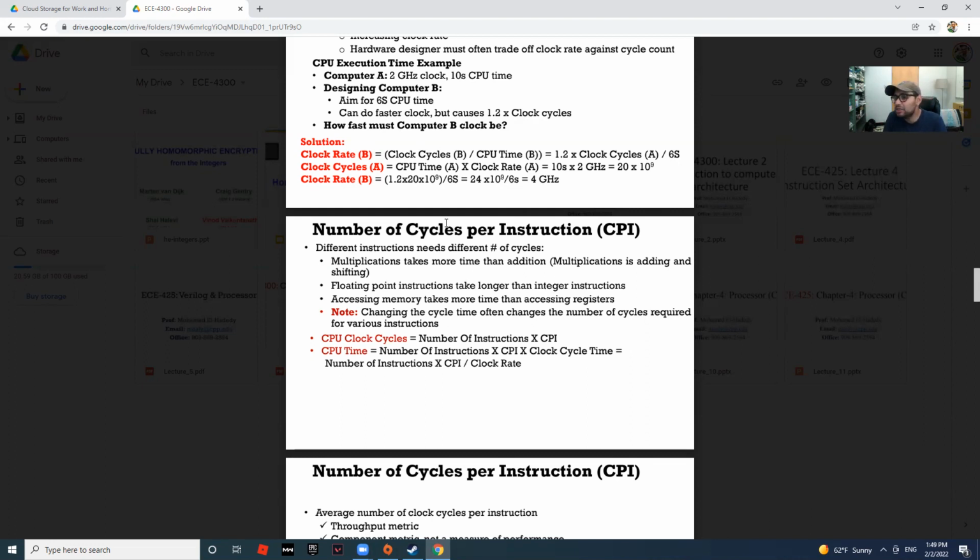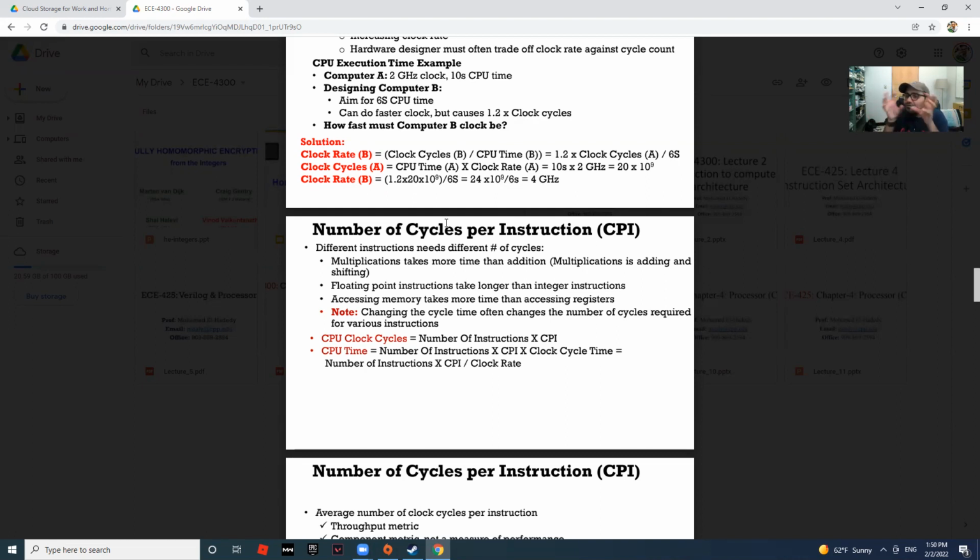Also, the accessibility of the memory. Maybe the memory will take 1 or 2 cycles to give you whatever you requested, or maybe it will take 2, 3, or 4 cycles to locate what you would like to locate in the memory. So changing the cycle time often changes the number of cycles required for various instructions. Sounds good?